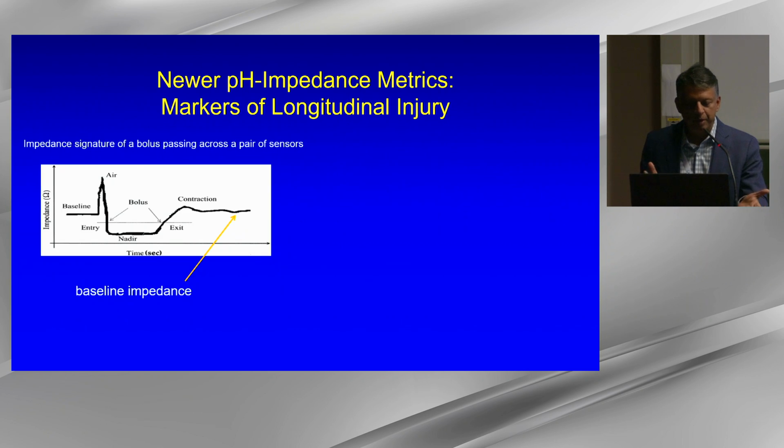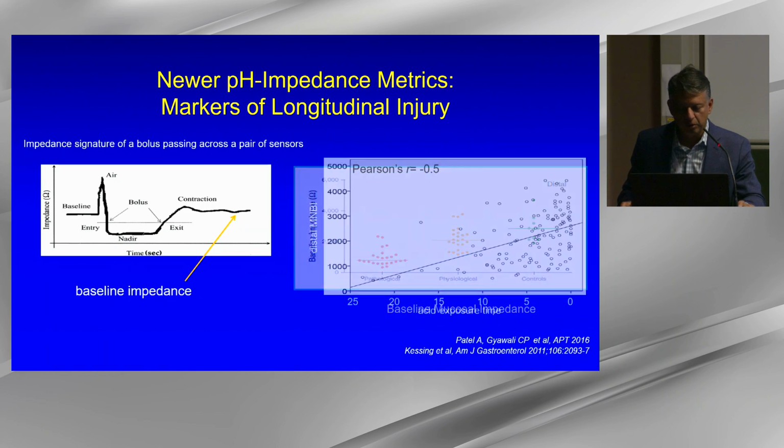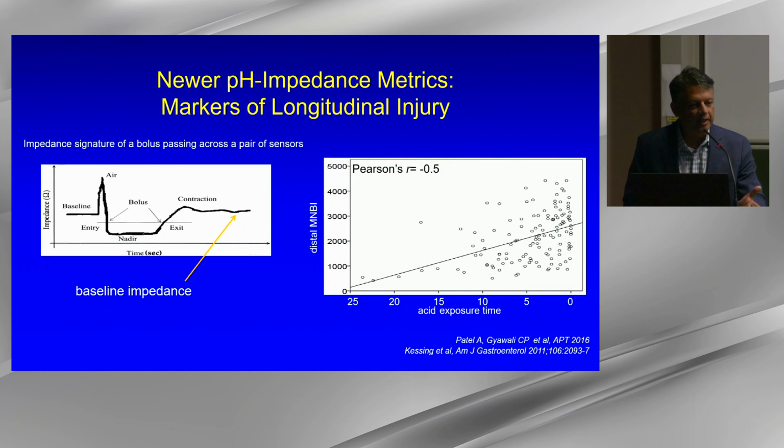And what do we mean by baseline impedance? Impedance measured in the distal esophagus when there is no bolus and no artifact in the vicinity. And you can actually see that in pathological reflux, baseline impedance is much lower than in physiologic reflux and in healthy controls, and negatively correlates with acid exposure time.